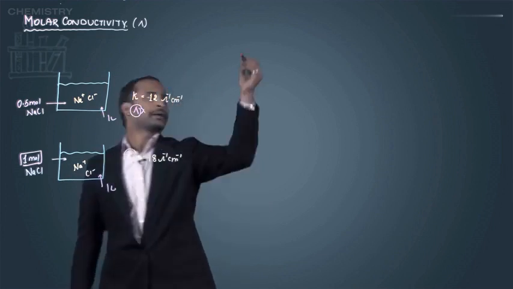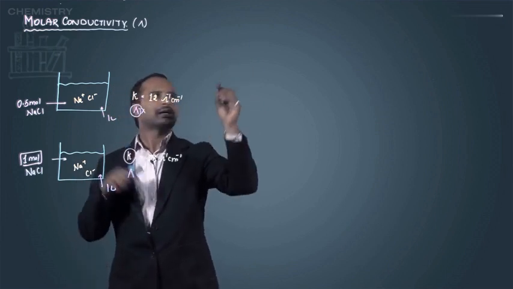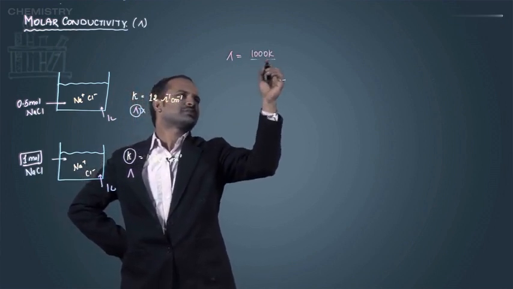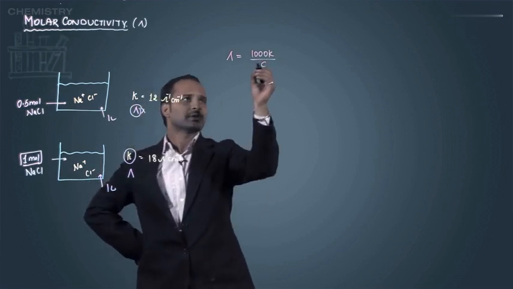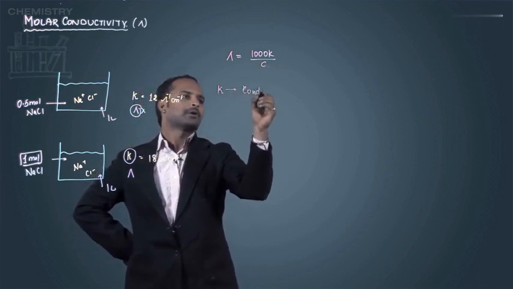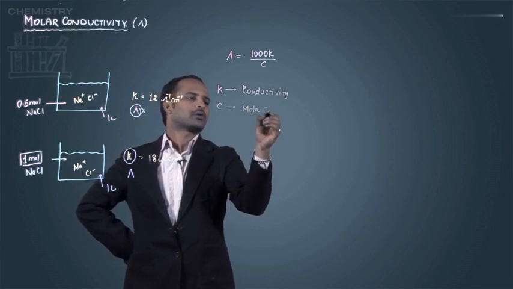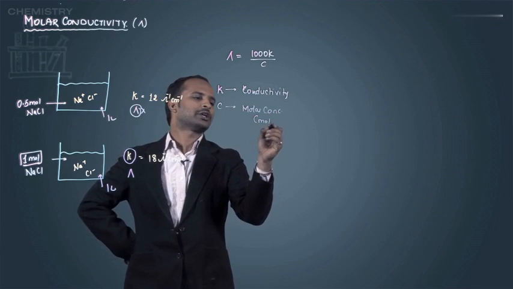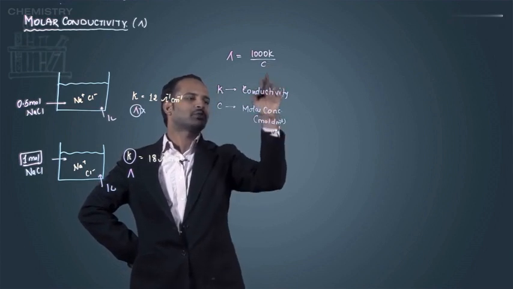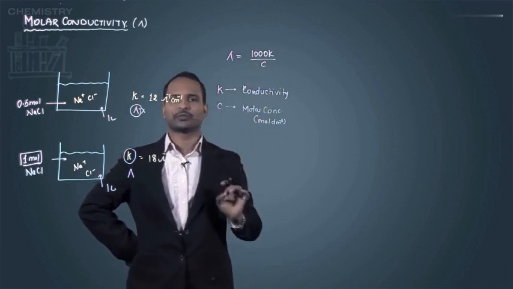After this, we have the relationship between the molar conductivity and conductivity, that is lambda and K. The relation is lambda is equal to K upon C, or I can say it's 1000 K upon C, where K, or I can use the term kappa, is the conductivity, or I can use the term specific conductance. C is the molar concentration, whose unit is generally moles per dm cube, but after multiplying by 1000 it becomes moles per centimeter cube.